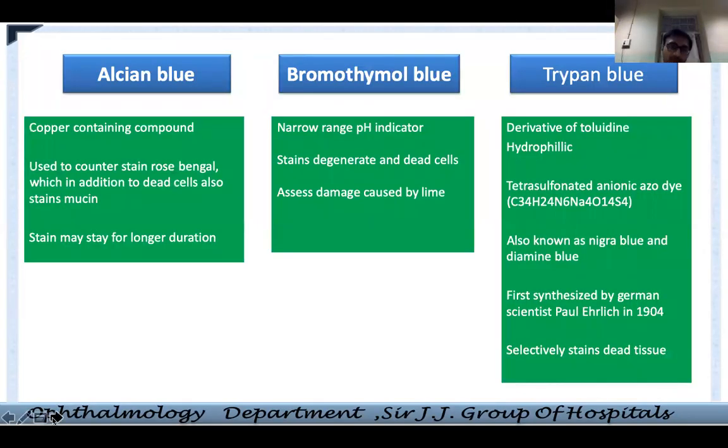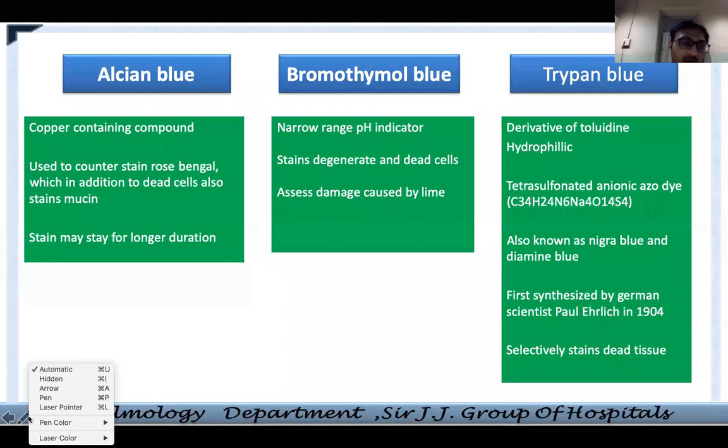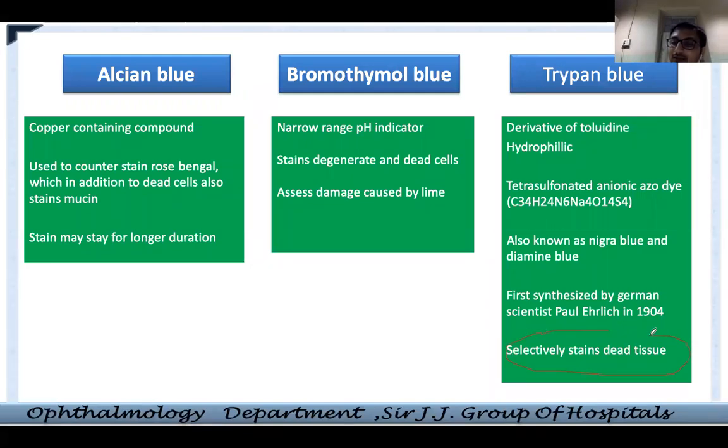Now just to complete the talk, I have added all these three: Alcian blue, bromothymol blue, and trypan blue. Trypan blue, all of you are familiar with it. This is something that we use in our cataract surgery and the retinal surgery, but this can very well be used in cases of the ocular surface also, and this selectively stains dead tissue. This is again very effective even to stain your ocular surface squamous neoplasia.